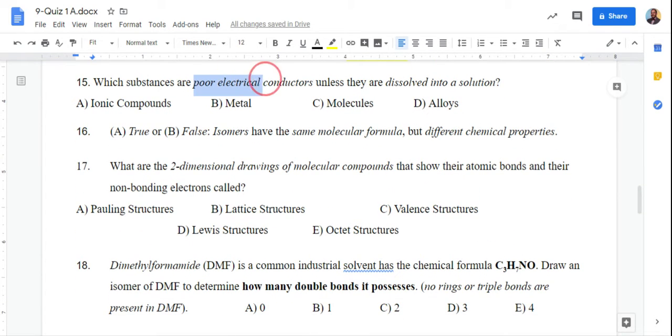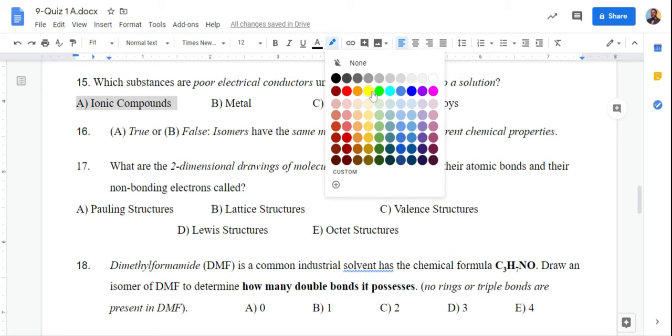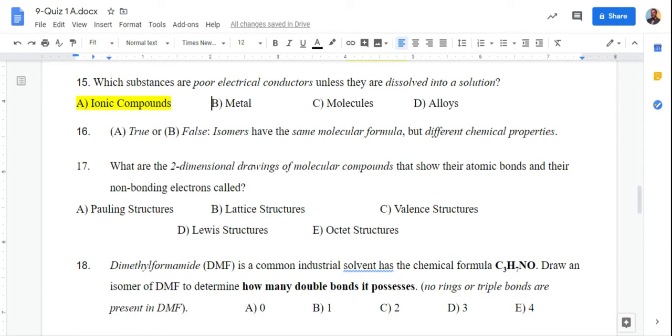Which ones are poor electrical conductors unless you dissolve them? Now, both molecules and ionic compounds are poor electrical conductors, so either A or C. However, when you dissolve an ionic compound into water, we say it can then conduct. We call them electrolytes. And so that is the property of an ionic compound. So metals are always electrically conductive. Ionic compounds are only conductive when dissolved, and molecules are never conductive. And alloys and metals are the same thing. It's a mixture of metals.